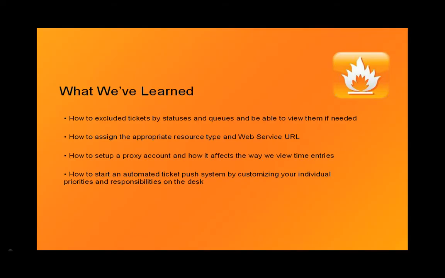We've gone over a couple things such as how to exclude tickets by statuses and by queues, also how to be able to view them if we need it, as well as how to assign the appropriate resource type and web service URL. We also discussed the proxy accounts and how they affect the way we view our time entries, as well as briefly touching down on how to set up the automated ticket push system. And there is another tutorial that covers that in more depth about setting up My Work List rules.